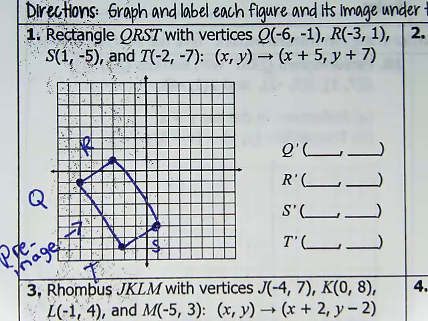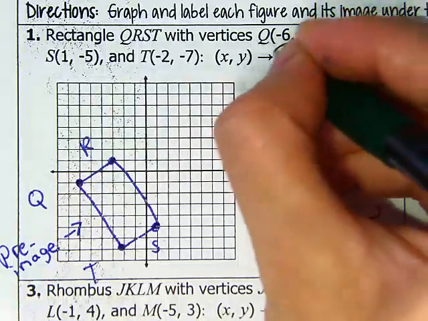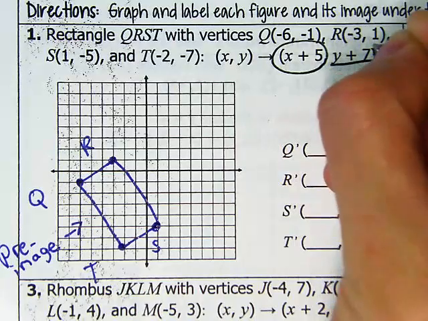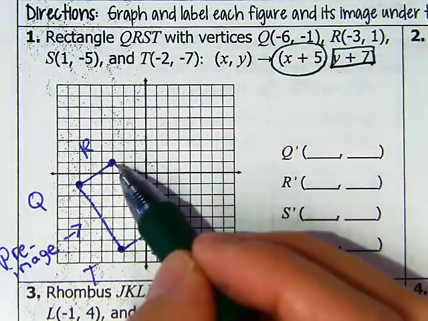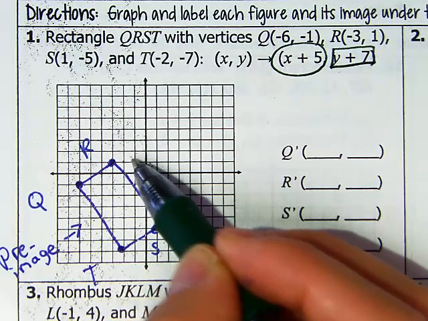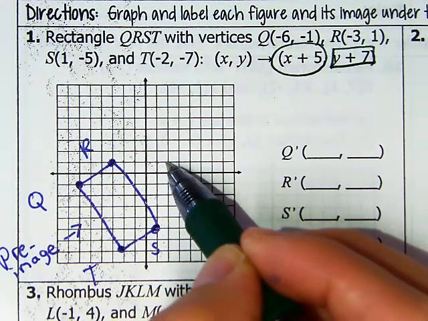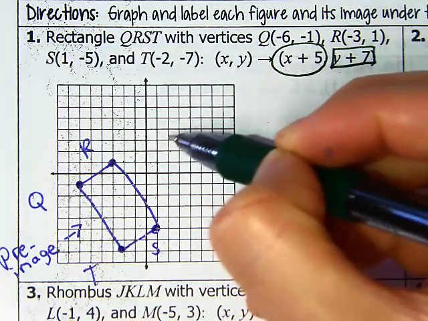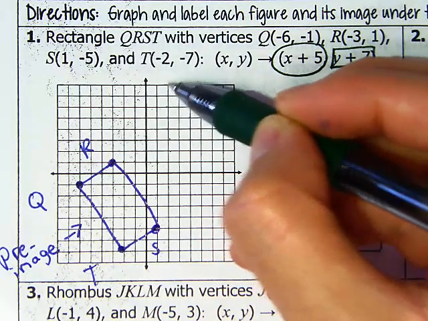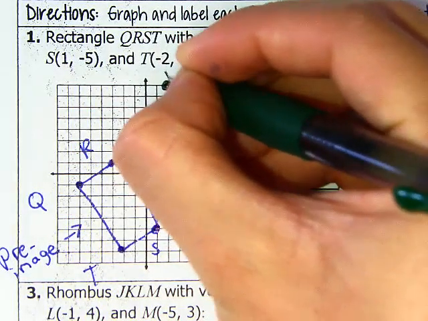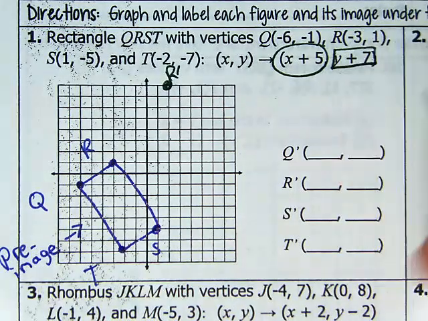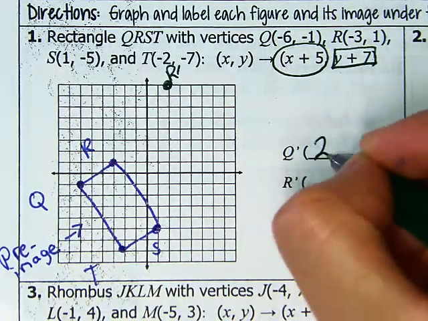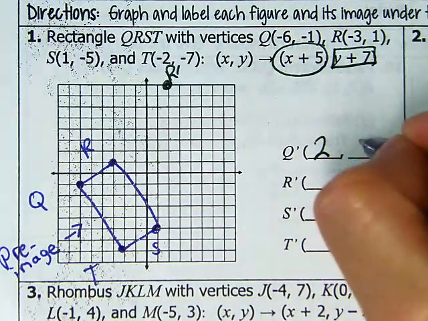The rule is just asking us to add 5 to every x and add 7 to each y. So we could either go from each corner and count 5 to the right, 1, 2, 3, 4, 5, and add 7, 1, 2, 3, 4, 5, 6, 7, and we get our prime. Or we could look at our -3 plus 5 is 2, and 1 plus 7 is 8.